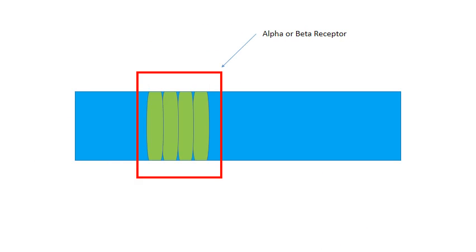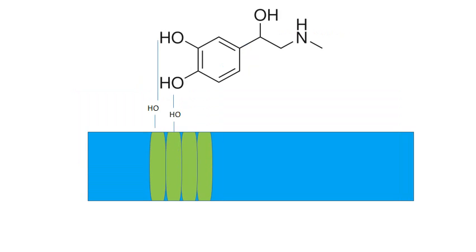Once the epinephrine is in the bloodstream, it will find either an alpha or beta receptor and cause the beginning of the process of converting ATP into energy for the body. The epinephrine molecule and the receptors bond together through hydrogen bonds due to the difference in their polarities.